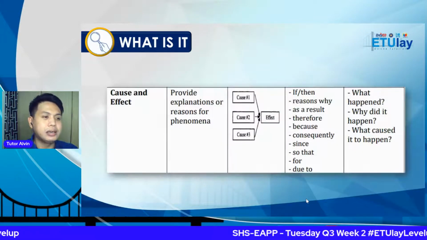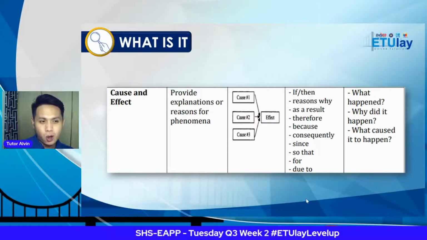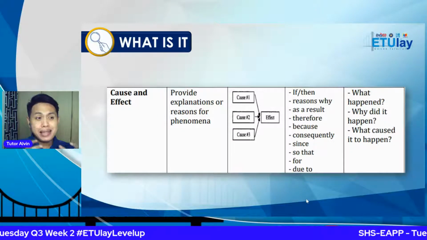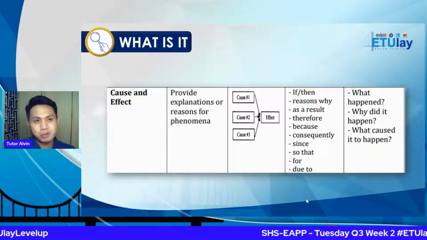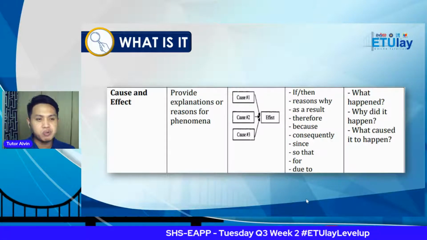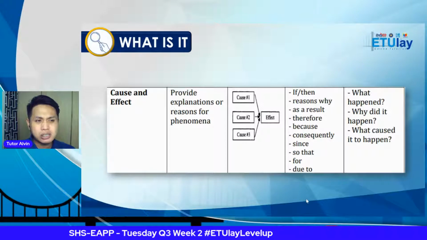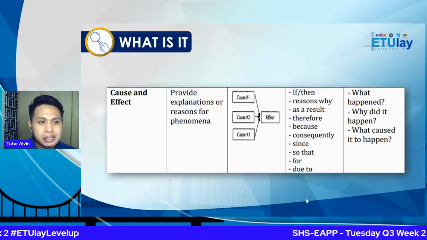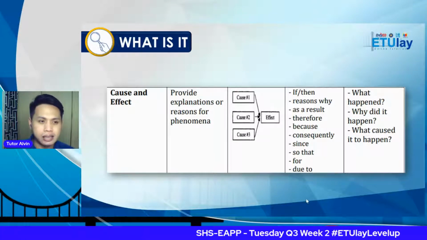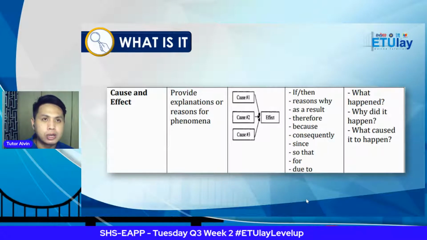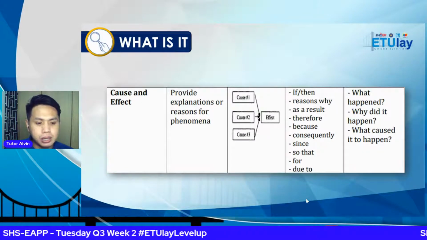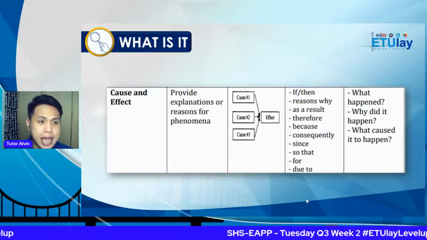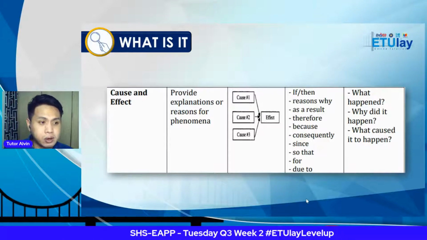So next, it is the cause and effect. Cause and effect provides explanation or reasons for phenomena. The phenomenon is the effect. What's happening right now? What's the current situation? That is the effect. And in cause and effect, we are identifying the reason, the explanation, why this phenomenon happened. Why did this phenomenon happen? And that is cause and effect.